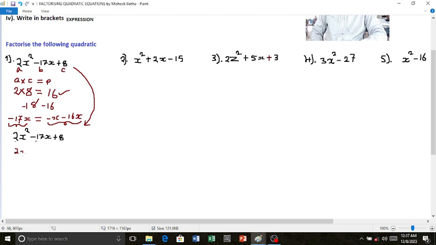So we have 2x squared minus, where we have negative 17x, we're substituting this by negative x minus 16x. So negative x minus 16x, then we have plus 8 at the end. I forgot x here. That's negative 16x. Alright, let me just write that properly.